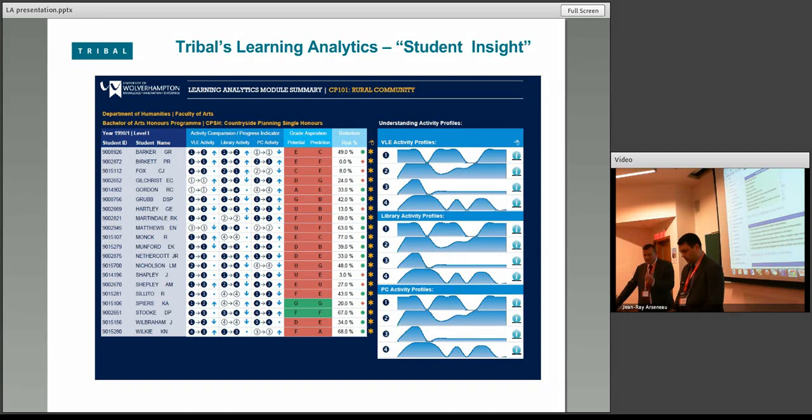So if I just drill down into the learning analytics piece here for a particular student. Now there's different angles to come at this. So one angle is a tutor or a counsellor, as you might call it, who's looking at individual student data.